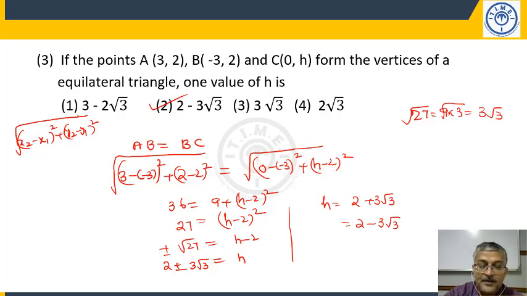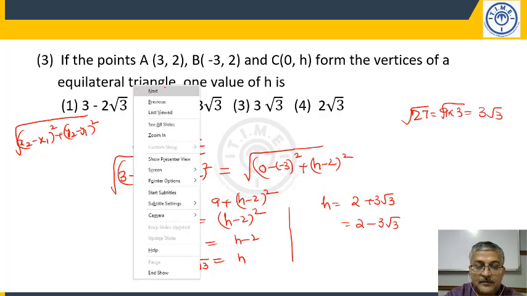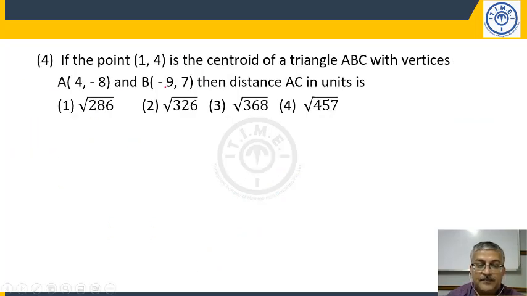Okay, now next. Look at this. The point (1,4) is the centroid of the triangle ABC with vertices A (4,-8) and B (-9,7). Then find the distance AC.